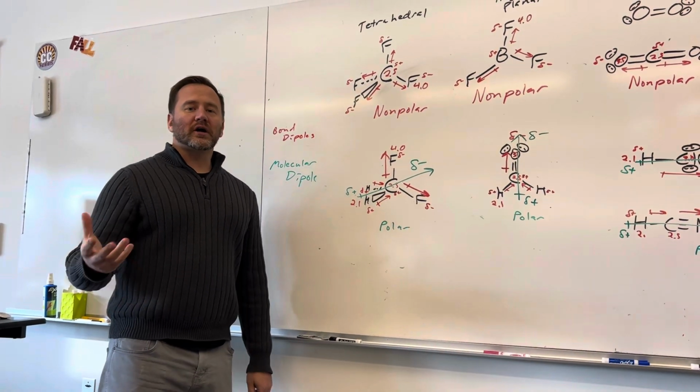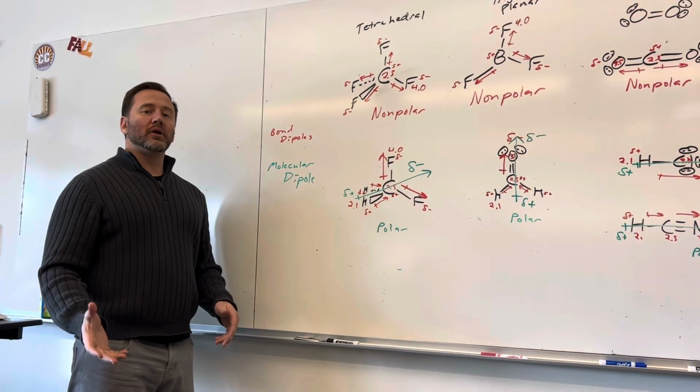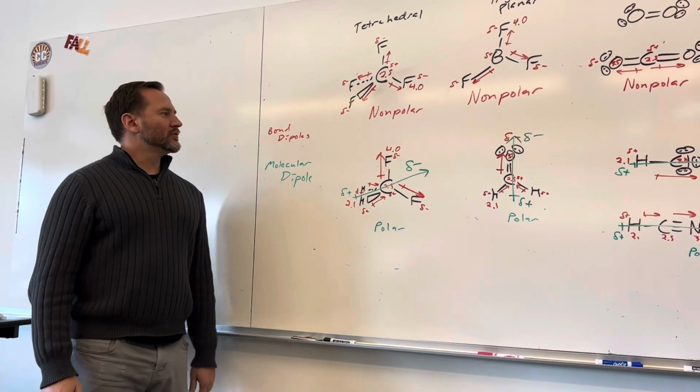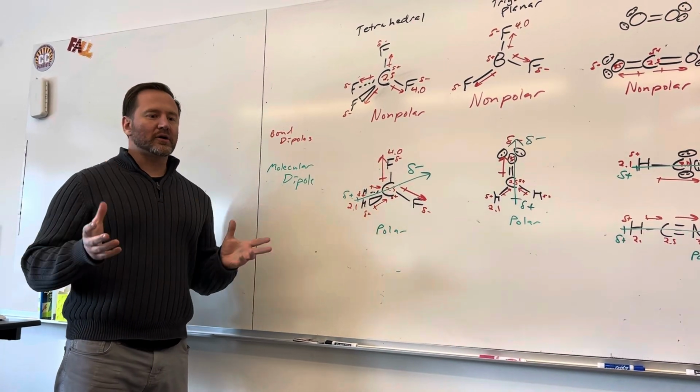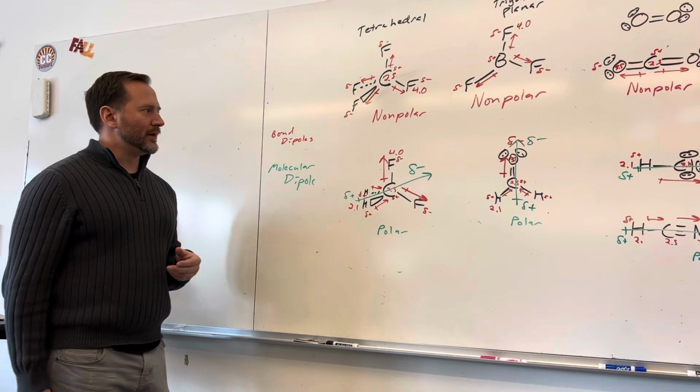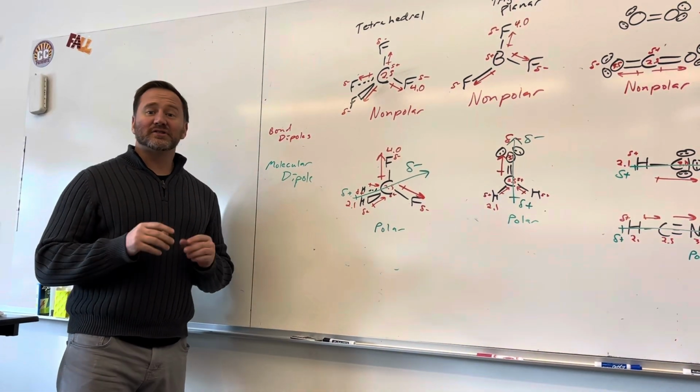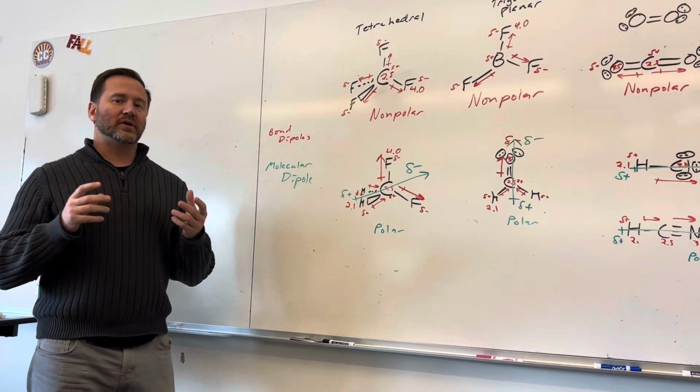In this video, we're going to talk about how we can determine whether or not a molecule is polar, and we're going to use electronegativity and the structural arrangement of the molecule to determine that. So, electronegativity, again, is the strength an atom has when attracting electrons in a bond.